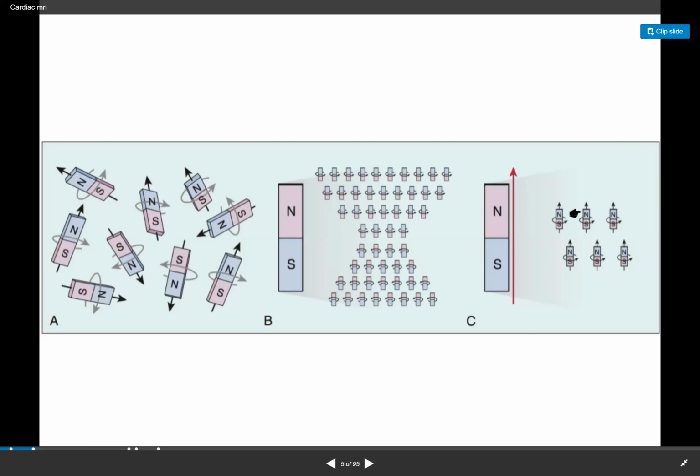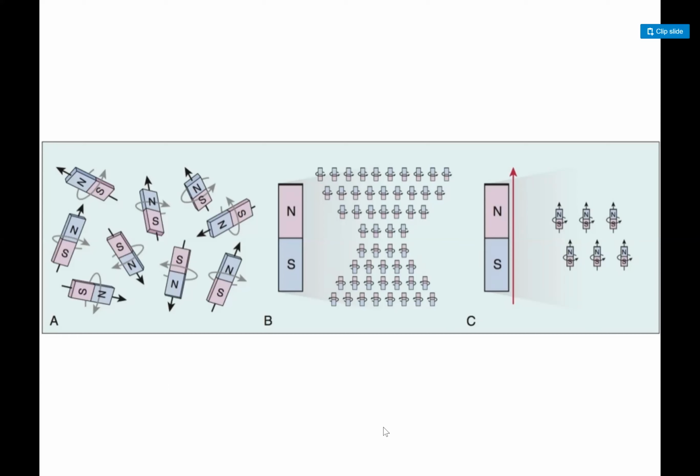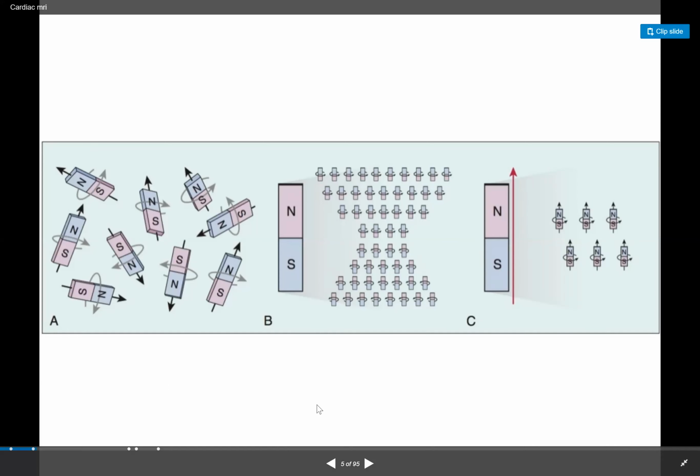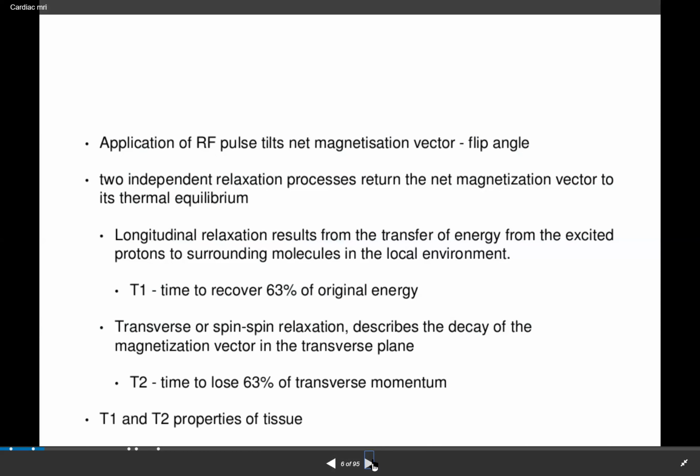When the magnetic field is taken away, they will go back to the same value, and there will be equalization of the north and south pole. But when the body is directed inside the bore, there are more protons spinning in the northward direction, and these protons are the ones that give us the signal.